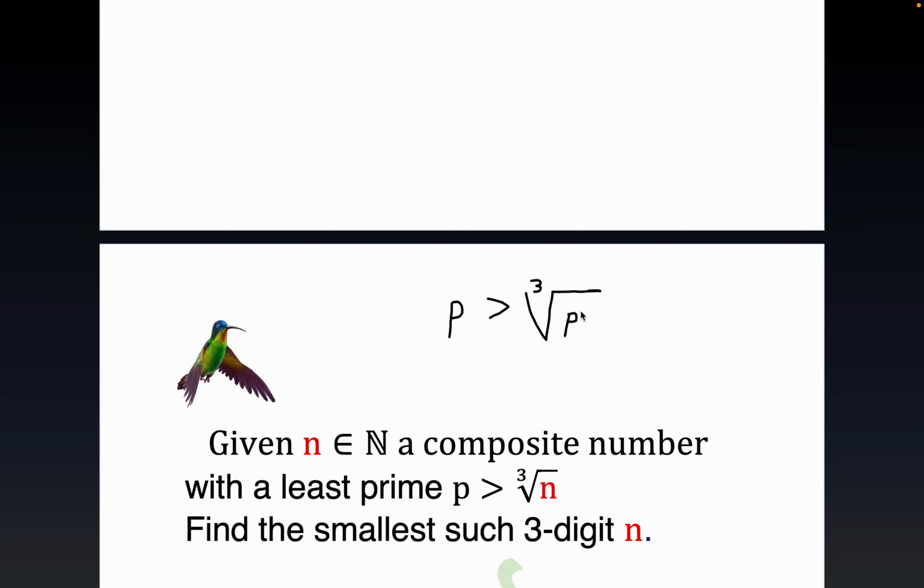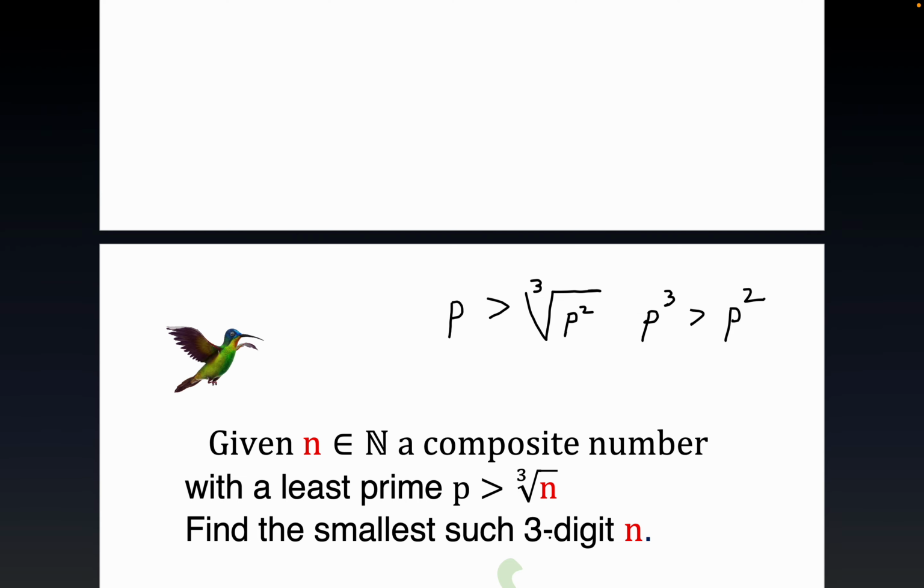Now, put another way, if that gives you any trouble, just realize that this is equivalent to p cubed being greater than p squared, right? Again, p is a prime. So what does this say? It says we're looking for three-digit occurrences.